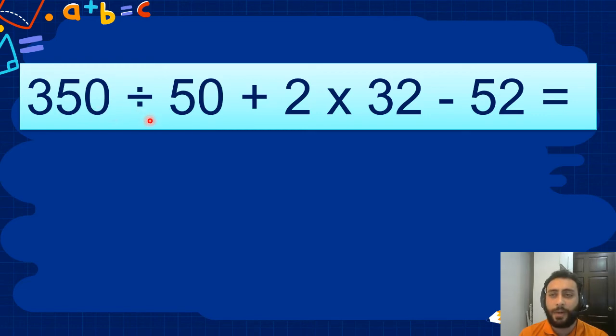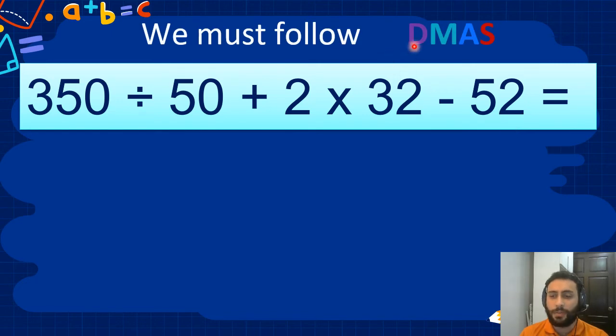350 divided by 50 plus 2 times 32 minus 52. So, we must follow BEDMAS, right? So, we must do division here. So, 350 divided by 50 is just like 35 divided by 5. It is 7, right? So, it's 7. So now, 7 plus 2 times 32 minus 52.